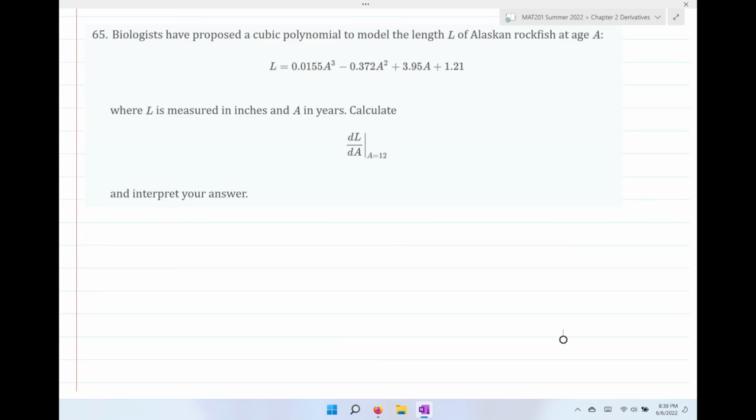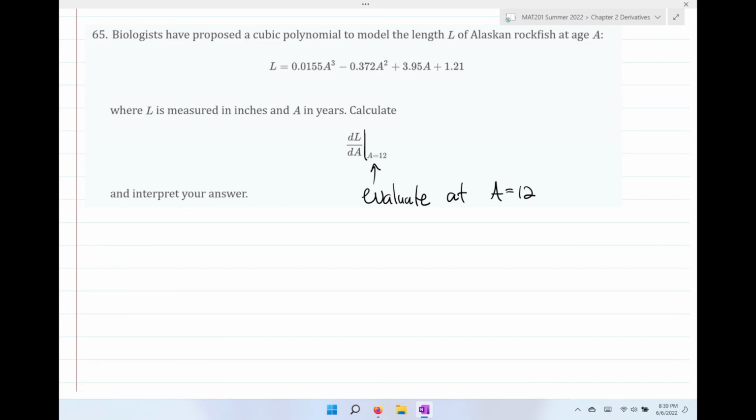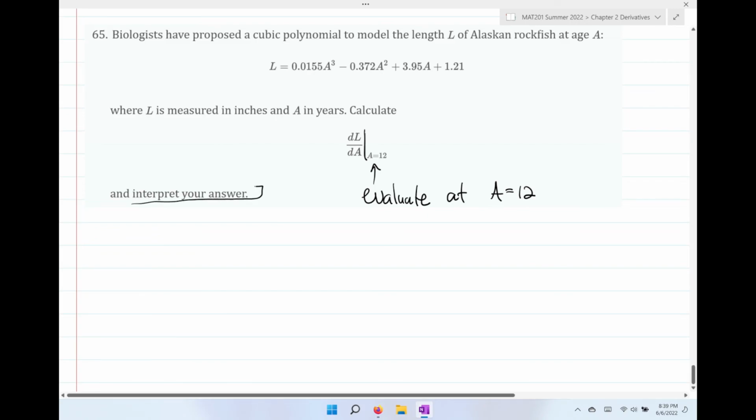Calculate dL over dA, evaluated at A equals 12. This little line with the A equals 12 just means to evaluate at A equals 12. So we're interested in a 12-year-old Alaskan rockfish. This should model approximately how large the fish is. Then they want us to interpret our answer. This is probably my favorite question because I love to interpret answers.